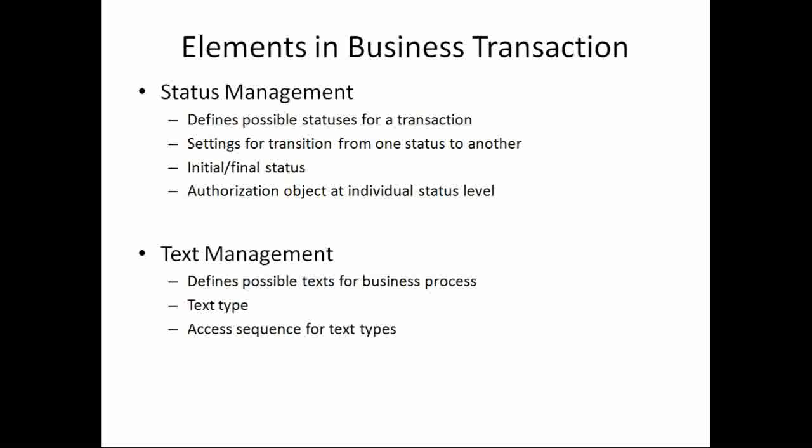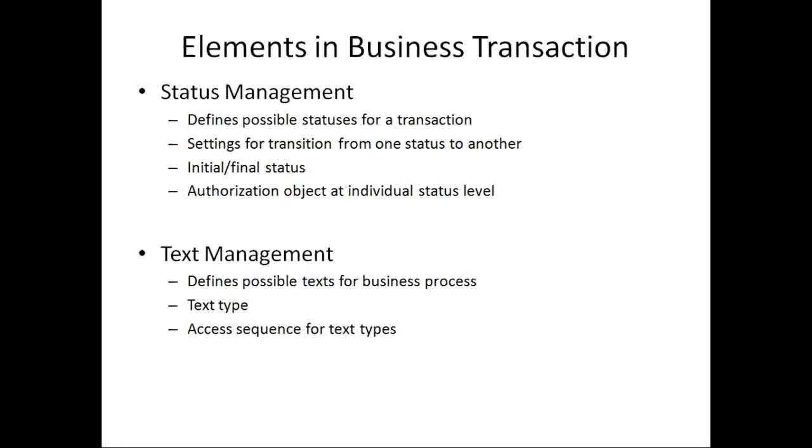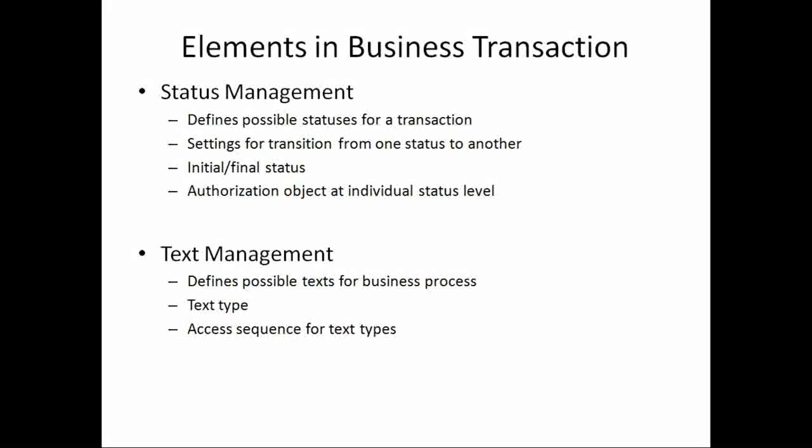So among those different elements, we'll discuss status management and text management. When we talk about status management, each and every transaction will have its own possible statuses, and also the starting, that is the initial status, and the final status. These will be maintained: what the initial status is, what the final status should be, and how the flow of the status should be, that is open, in process, complete. These sorts of statuses will be maintained and defined under status management.